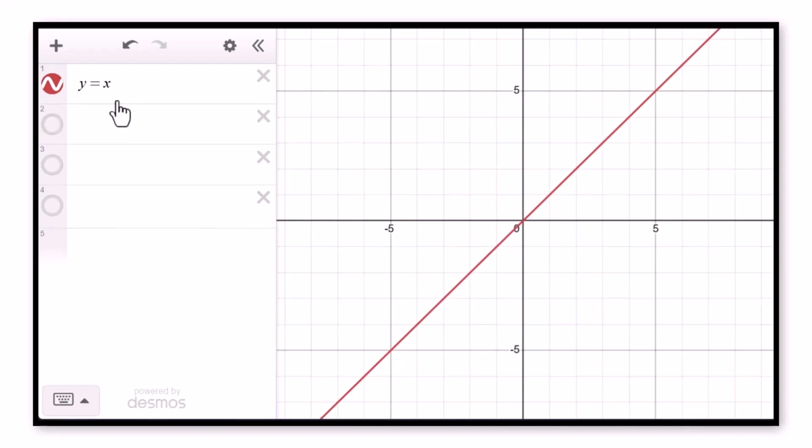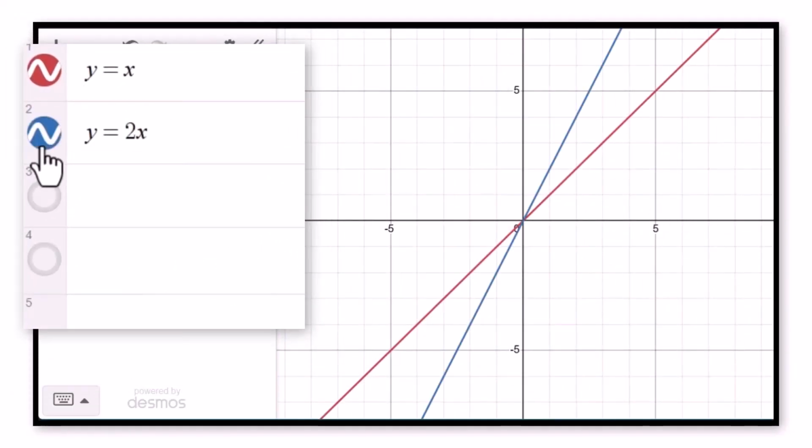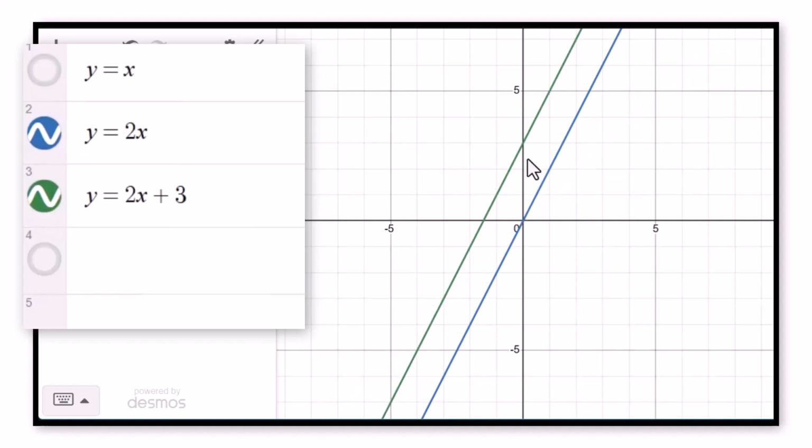It starts with y equals x in this line. Now, if you do y equals 2x, it has the effect of taking that line and making it go up twice as fast. Then you've got y equals 2x plus 3, which moved it up 3 units. So the y-intercept changes to 0, 3.